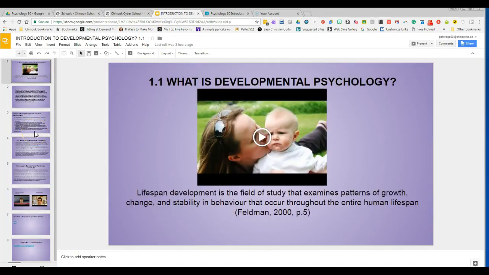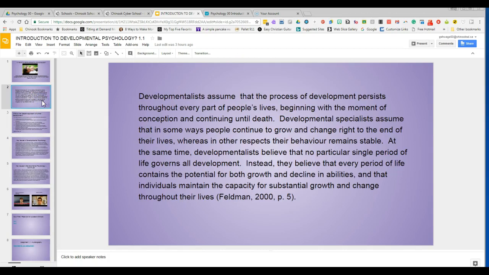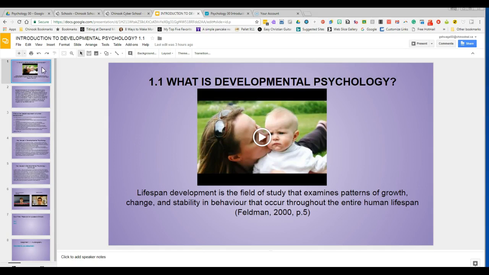What I would like is for you to go through this developmental psychology slide presentation. I'm just going to go through a little bit and explain it as well, and then you can go through it as many times as you need to understand the information here. Psychology starts off with this idea of what is developmental psychology. Basically, it's a field of study that examines the patterns of growth, change, and stability that occur throughout the entire human lifespan.